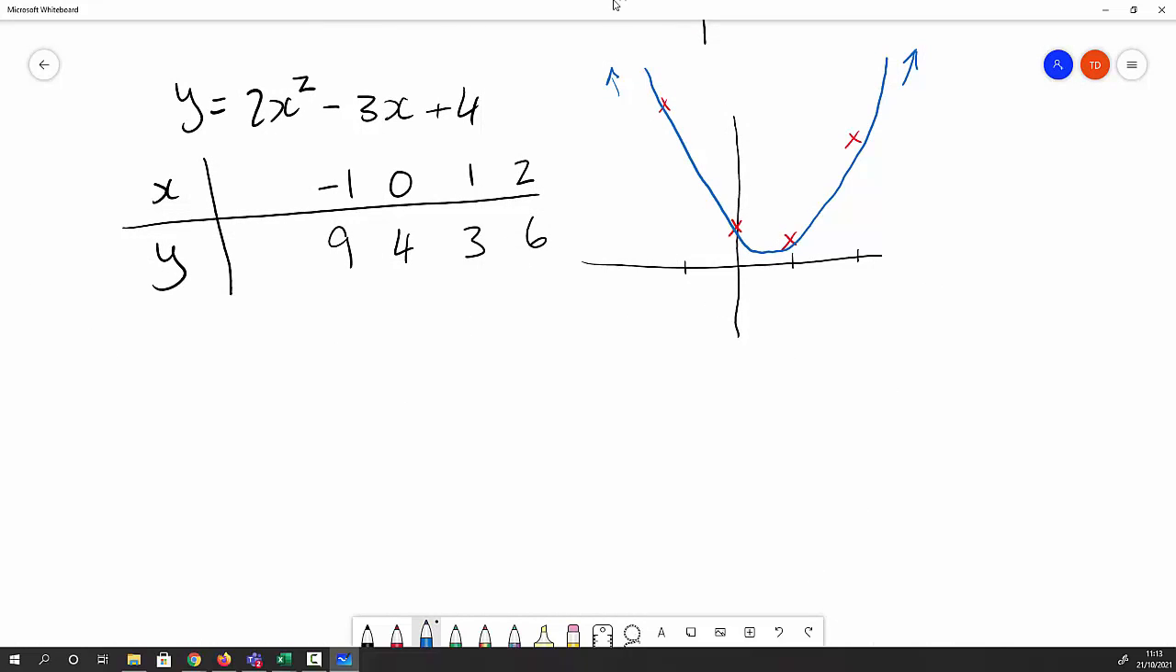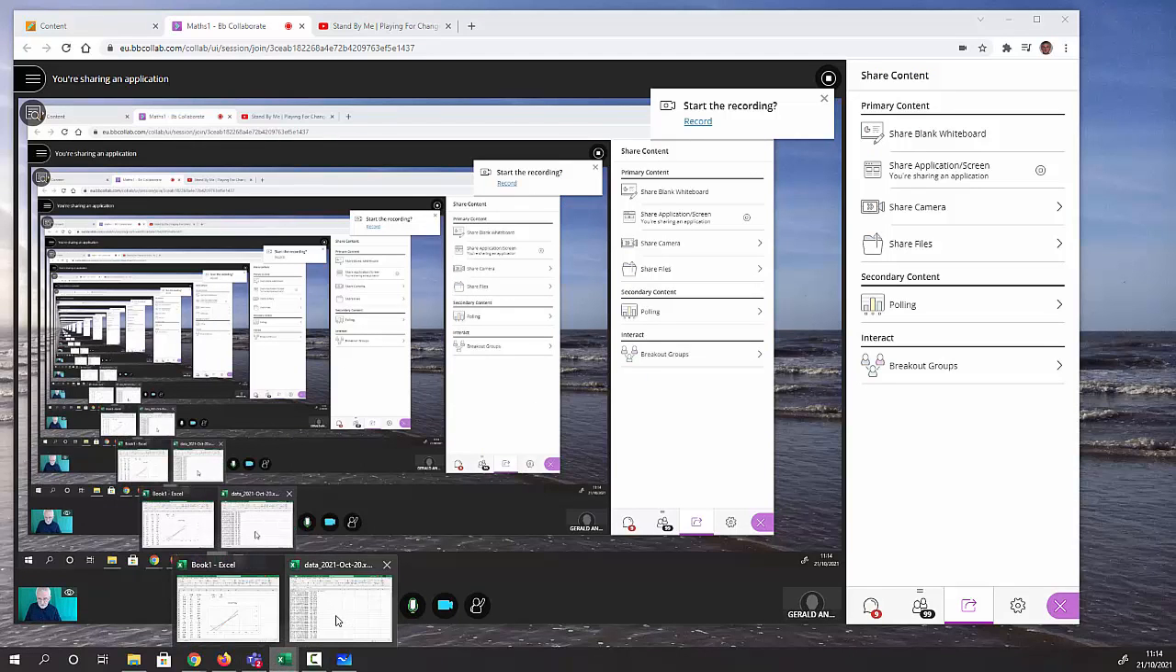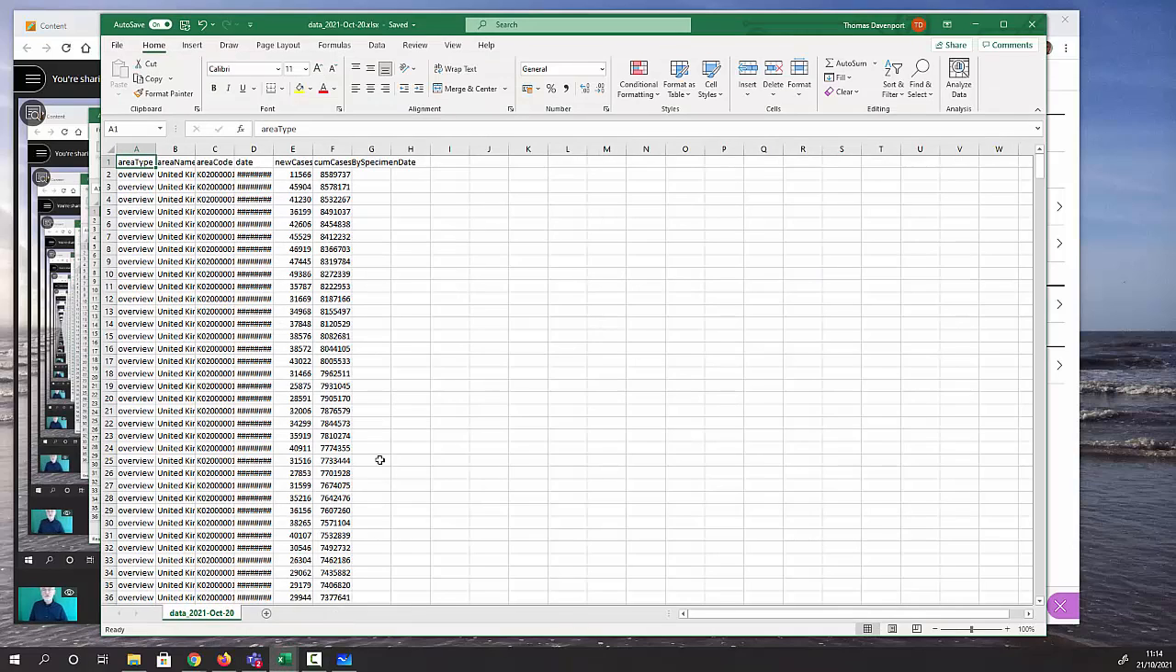Now, what I'd like to do next is to get some data and see how we would do this in Excel. If I can minimize that and then pull up some data. Now, what I did this morning is I went onto the government's data.gov.uk to get some data, and you can see the data here is just how it's come into it. I've saved it as an XLS file. It actually comes in as a CSV file.